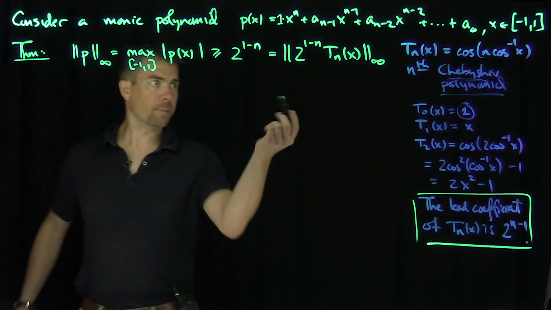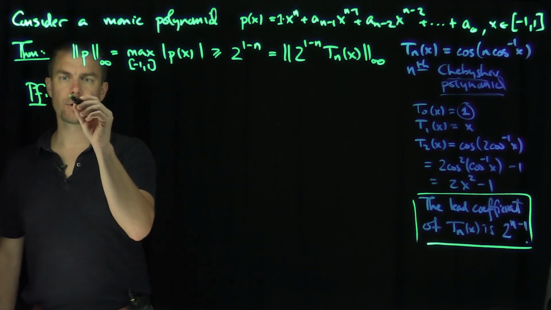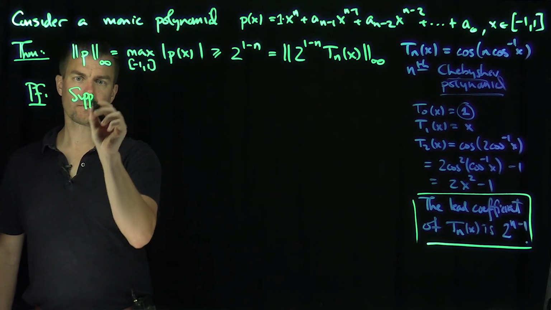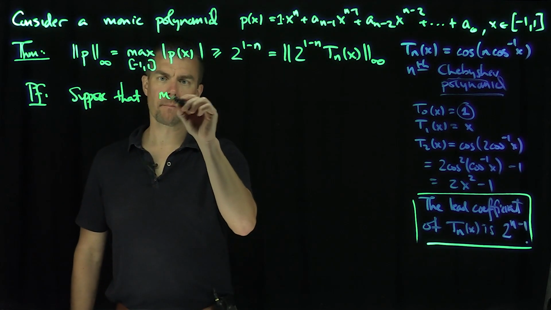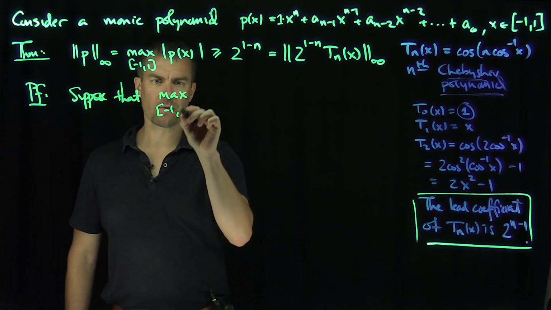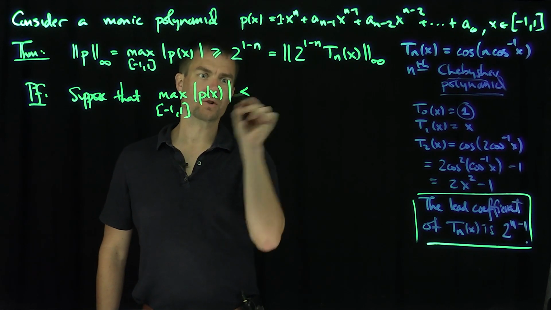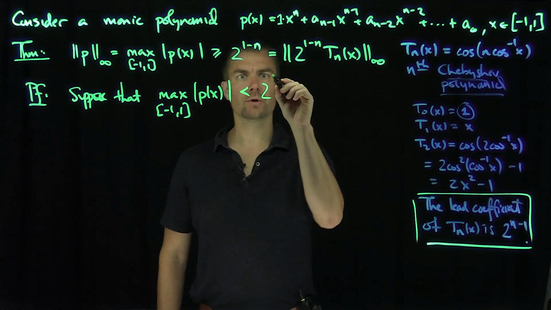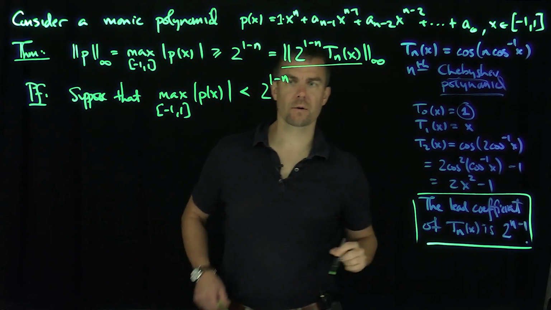And what we want to do is we're going to prove this by contradiction. So here goes the proof by contradiction. Suppose that the maximum over -1 to 1 of the absolute value of p of x was strictly less than 2 to the 1 minus n, which we know to be exactly this thing over here.